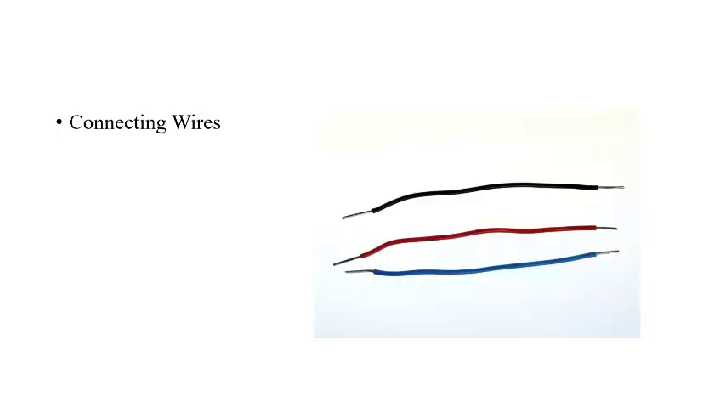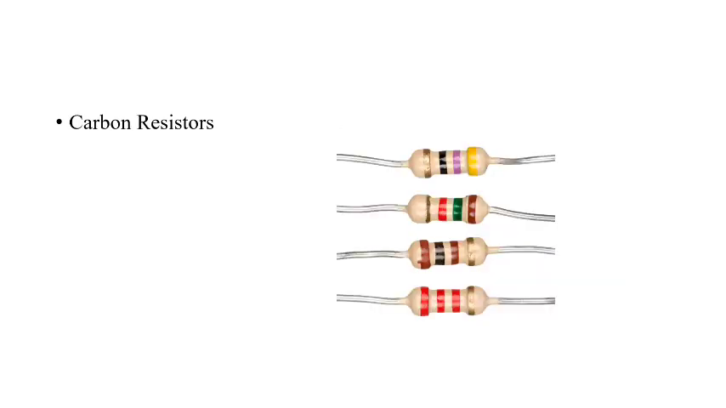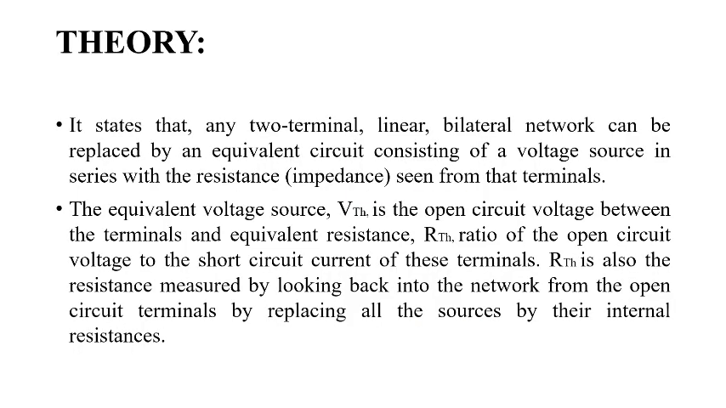And for that, we'll be requiring certain apparatus. Like the previous experiments, firstly, we'll be requiring a breadboard. We'll be requiring some connecting wires to interconnect our elements. We'll be requiring an ammeter and a voltmeter, or simply you can use a multimeter. And lastly, we'll be requiring a few carbon resistors of different values.